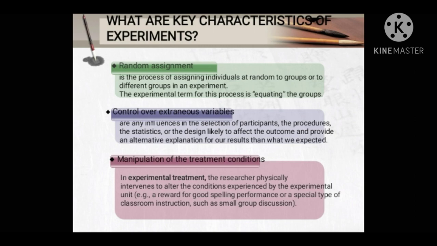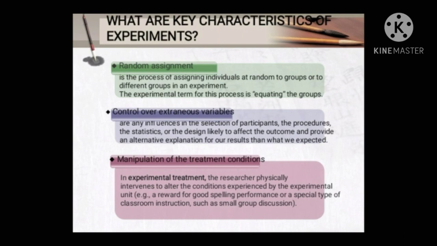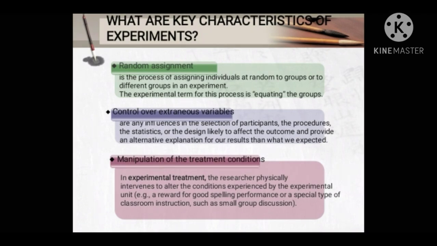The third is manipulation of treatment condition. In experimental treatment, the researcher physically intervenes to alter the condition experienced by the experimental unit. For example, a reward for good spelling performance or a special type of classroom instruction, such as small group discussion. The experimental researcher manipulates one or more of the treatment variable conditions.